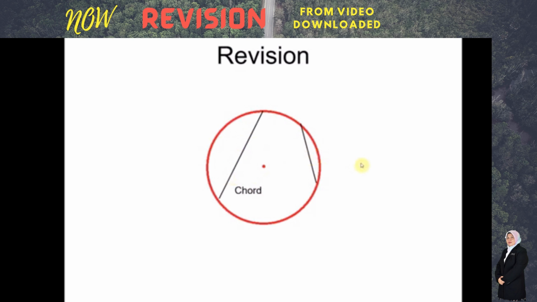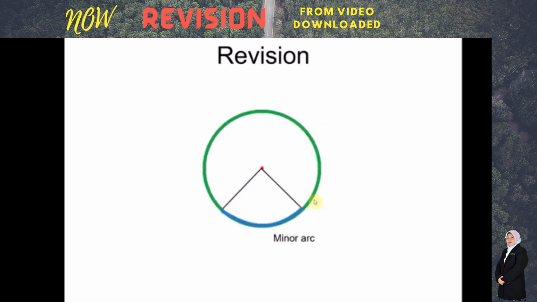This is a chord. Now if we have two radius connected like this, and from this point along this circumference until this point here, which is denoted by the blue line here, this we call a minor arc. It is a minor arc because it is the smaller part compared to the bigger side here, which is represented by the green line. Okay, this green line here is what we call a major arc.